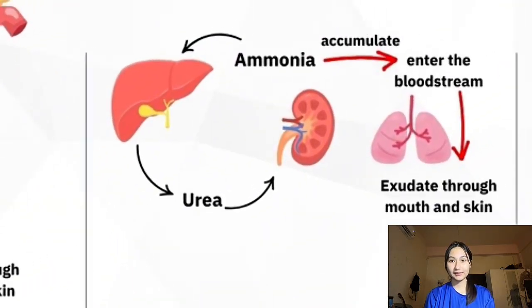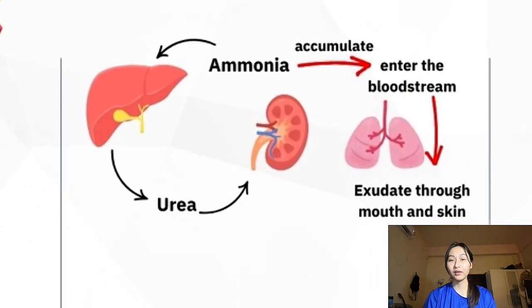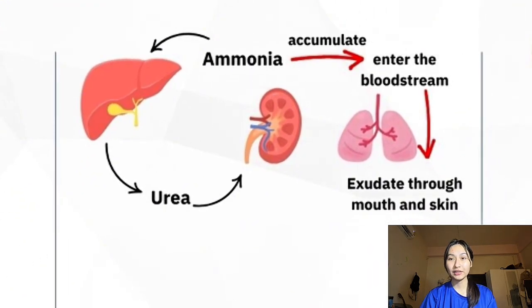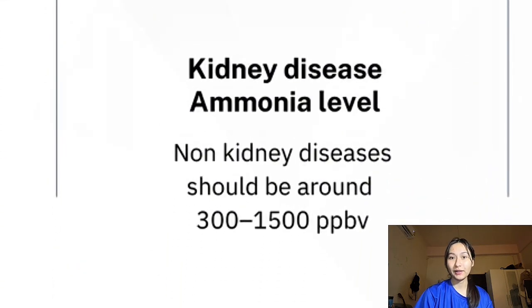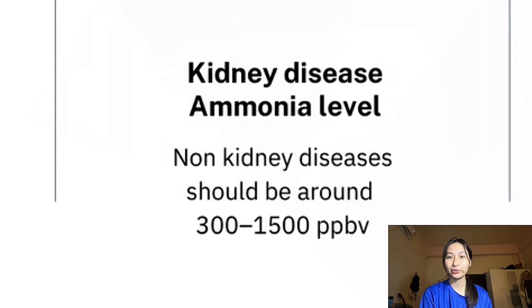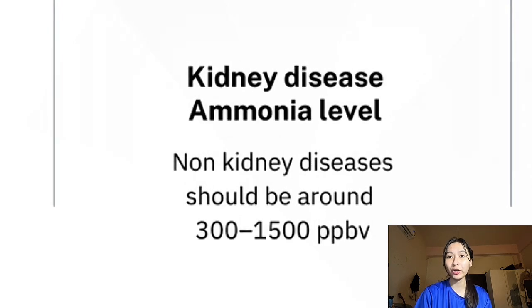For people with kidney disease, when kidneys are not working well, they can't filter urea properly. Ammonia then accumulates in the blood and is exhaled. People with normal kidney function have an ammonia level in their breath of about 300 to 1,500 parts per billion by volume.